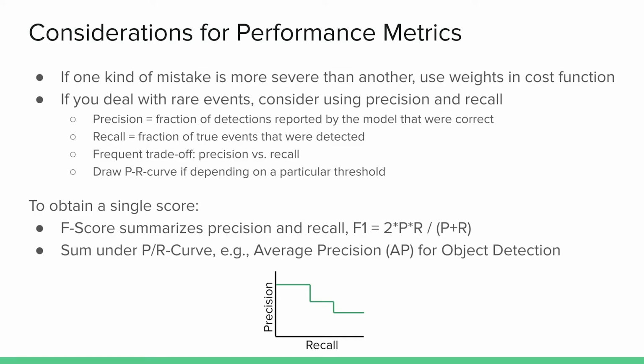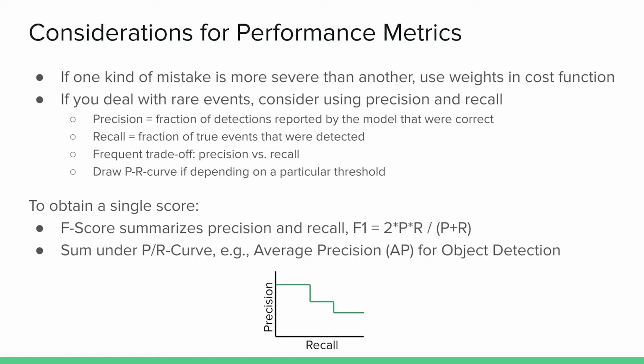And if you deal with rare events, you can definitely consider using precision and recall. And if you forgot what they are, so the precision is the fraction of detections reported by the model that were correct. So kind of the model says 100 things and 90 of them are correct, then you have 0.9 precision. The recall is the fraction of true events that were detected as opposed to all events that are in there. So if there are 100 objects in your image and the network only reported 90 of them, you have a recall of 0.9. And there is a frequent trade-off here between precision and recall.